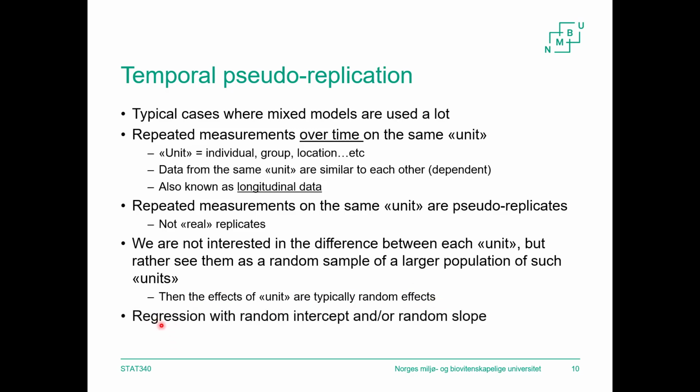And regression with random intercept or random slope is what we will look at here now, because we typically have some fixed effects, especially time in some sense comes into the picture as a fixed effect, but could also be other fixed effects. But in addition to that, we have this random effect of the experimental unit, either being a person or a location or a plant or an animal or whatever.